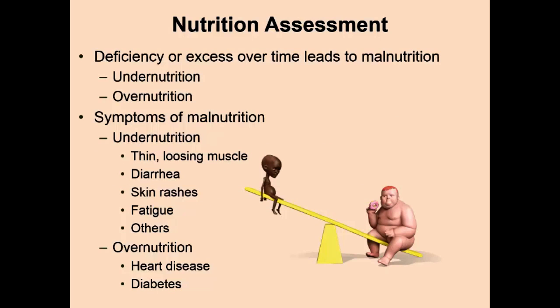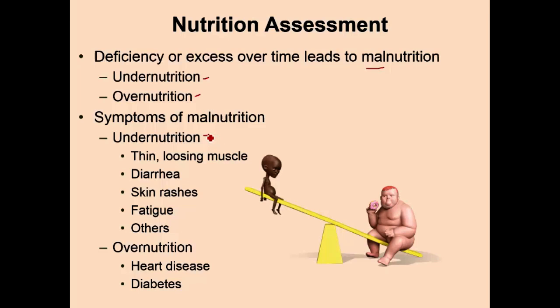What happens when a person doesn't consume enough or consumes too much of a specific nutrient or energy? If the deficiency or excess is significant over time, the person experiences symptoms of malnutrition. Mal, think bad. So with malnutrition, we're talking about bad nutrition. And typically when you think malnutrition, you think undernutrition. But overnutrition is malnutrition as well. You're getting too much.